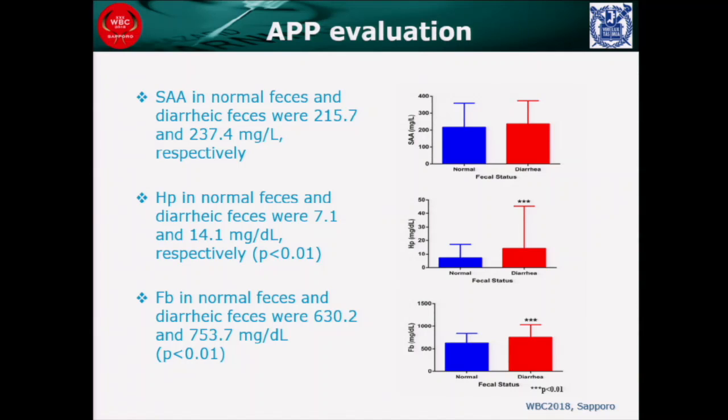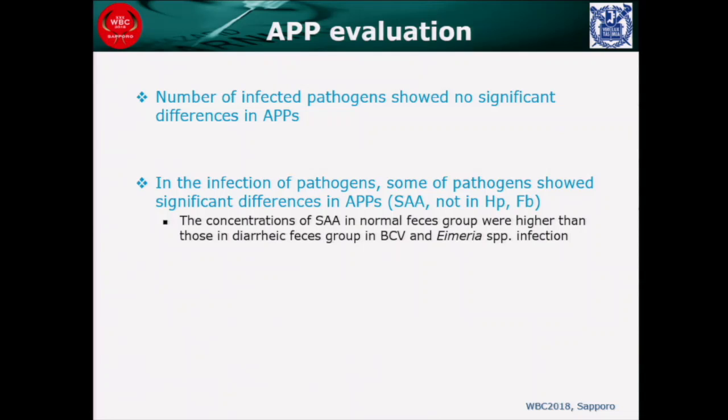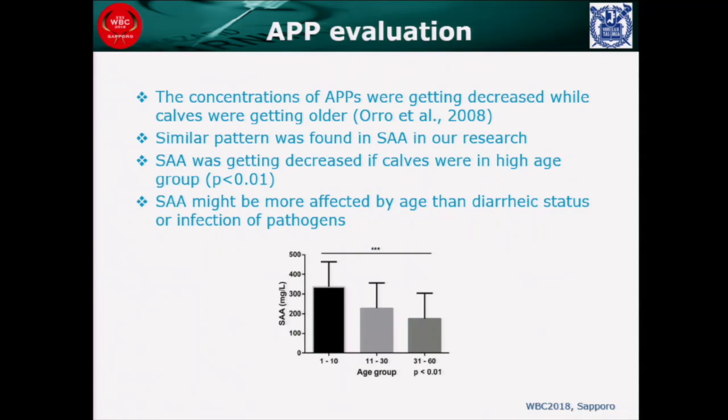To evaluate APPs, we found all of the APPs were higher in the diarrhea group, but only haptoglobin and fibrinogen were significantly higher in the diarrhea group. And also, we did not find any significance in the number of infectious pathogens in APPs, but in the infection of each pathogen, some pathogens showed significant differences in SAA, not in haptoglobin and fibrinogen. However, the concentration of SAA in the normal group was higher than that in the diarrheic group in bovine coronavirus and Eimeria infection.